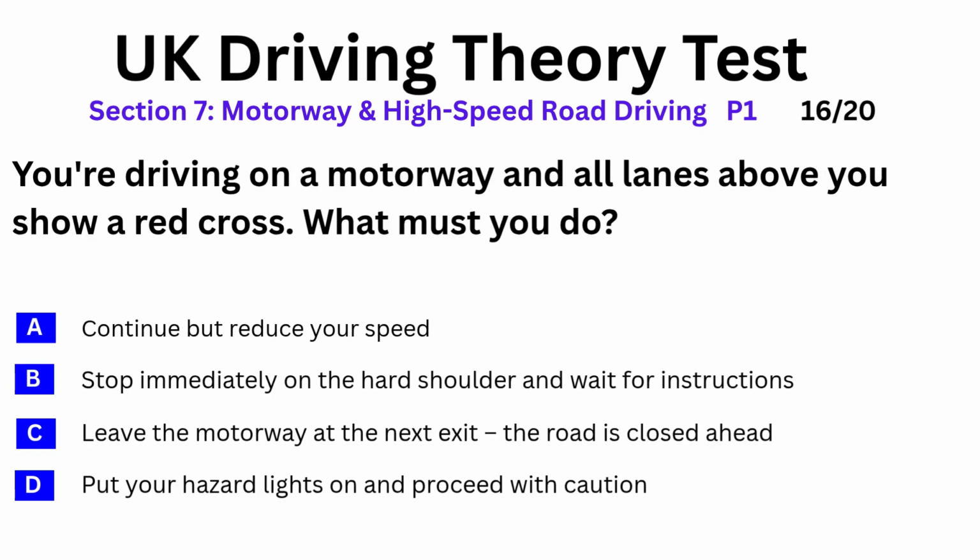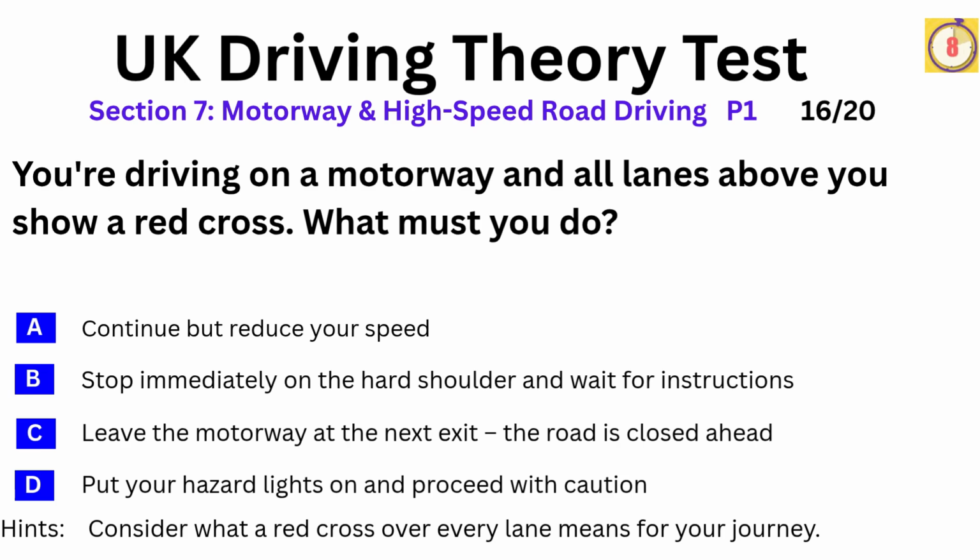You're driving on a motorway and all lanes above you show a red cross. What must you do? Correct answer is C, leave the motorway at the next exit, the road is closed ahead.